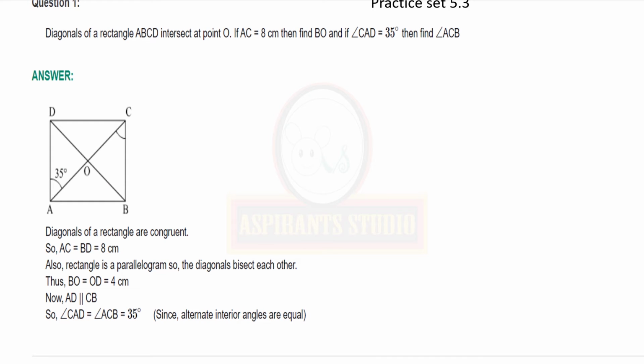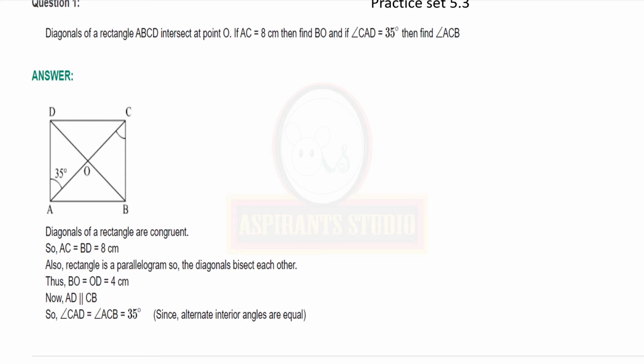Now coming to practice set 5.3 on page number 69. See question number 1. Diagonals of a rectangle ABCD intersect at point O. If AC is equal to 8 centimeters, then find BO, and if measure of angle CAD is equal to 35 degrees, then find measure of angle ACB. You have to write the given and to find. Then solution.